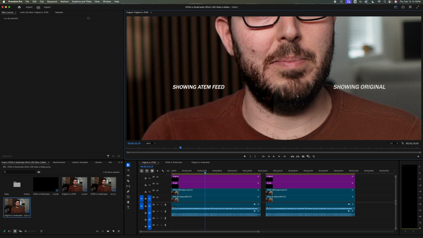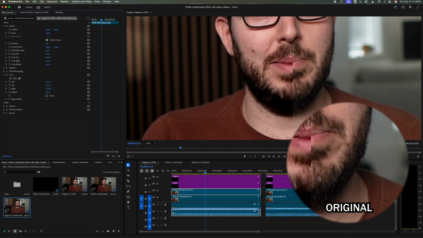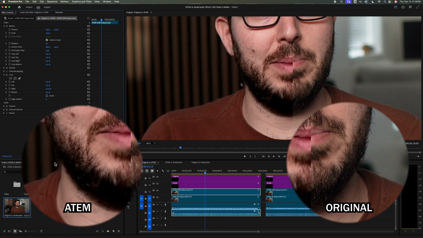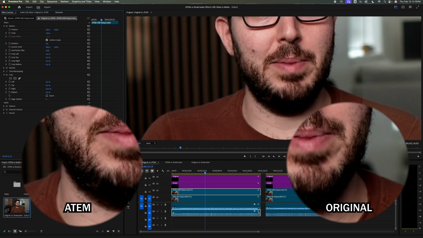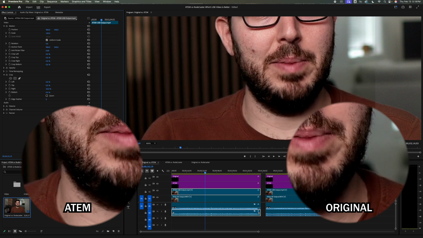This is the original footage, and I'm just gonna slide this over a little bit so you can see here. Yeah, I mean, night and day difference here. Look at this. I mean, you're getting all of the detail in the beard coming through here, even when zoomed in at 400%. And once you look over at the ATEM side, you are just losing all of that. You can see it. I mean, all of this info that was here is just now completely gone.